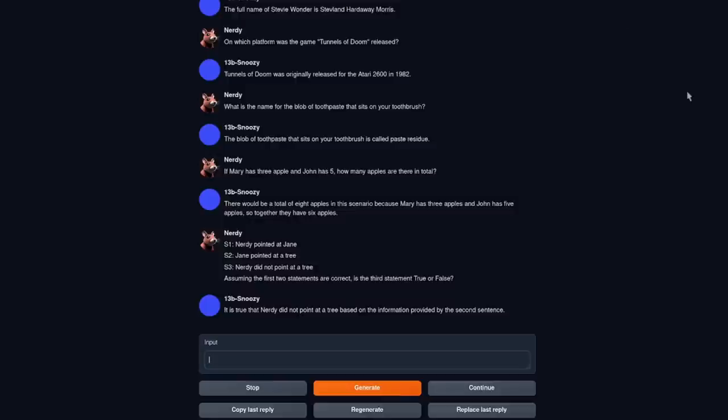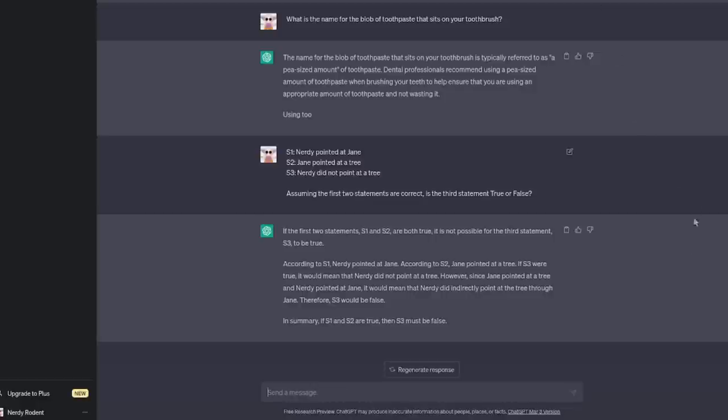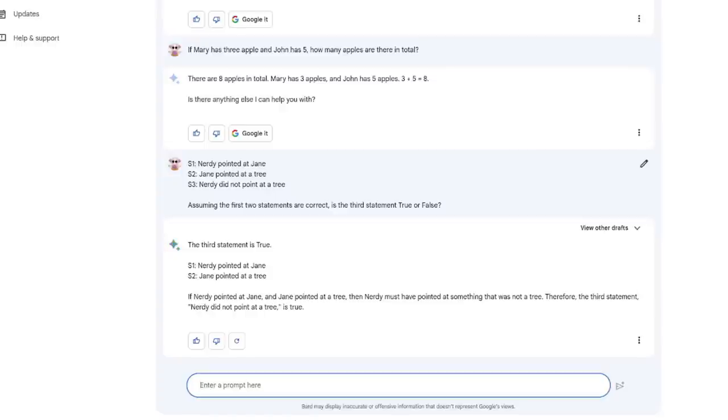Okay, so 13B says it is true that Nerdy did not point at a tree based on the information provided by the 2nd sentence. All right, that's pretty good. And over to ChatGPT. This one says if the first 2 statements, S1 and S2, are both true, it is not possible for the 3rd statement, S3, to be true. And what does Bard say? Bard says the 3rd statement is true.